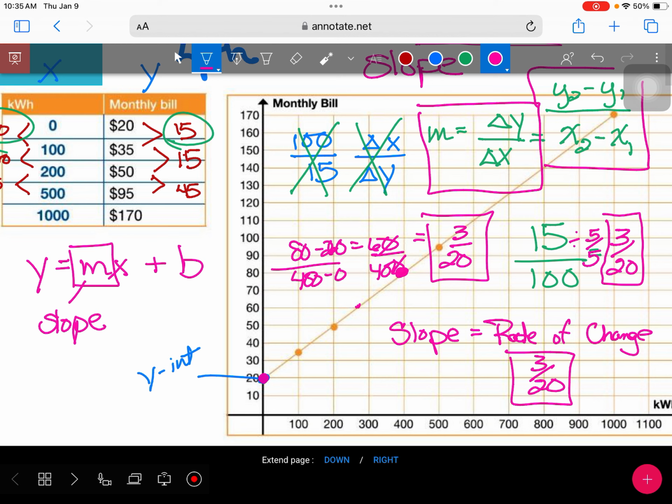Okay? Change in the height divided by the change in the width. Think of it that way.